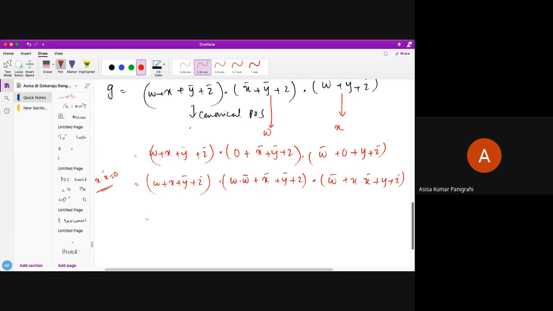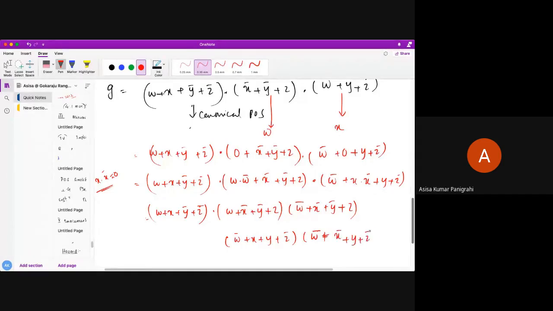Next, I just apply the distributive law here. W, X, Y bar, Z bar: nothing is going to change here. Next, here I can make it W, X bar, Y bar, Z, and W bar, X bar, Y bar, Z. Okay. Next, I can do this again: W bar or X or Y or Z bar. Next, W bar, X bar, Y or Z bar. So these are the terms we got. These are all now canonical POS.